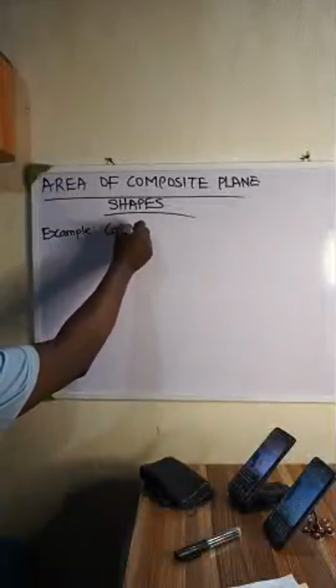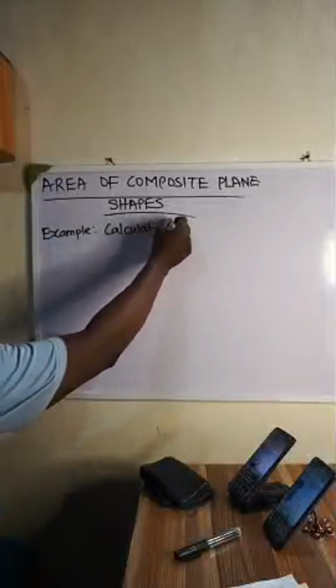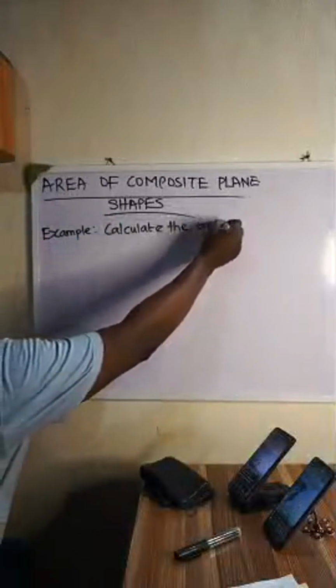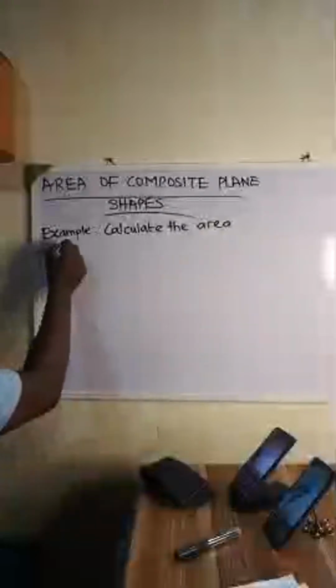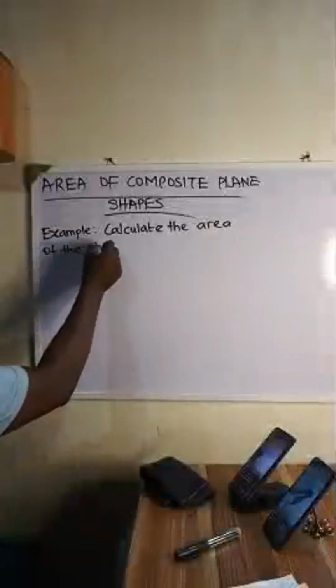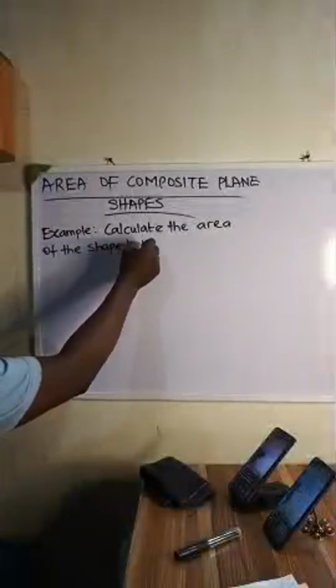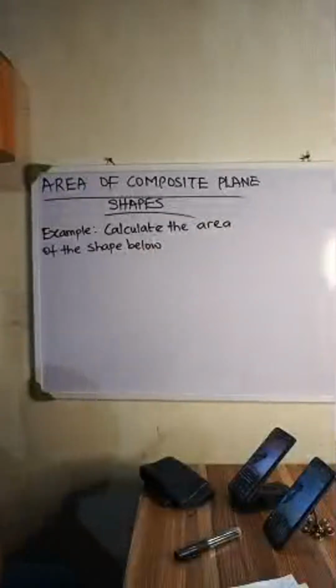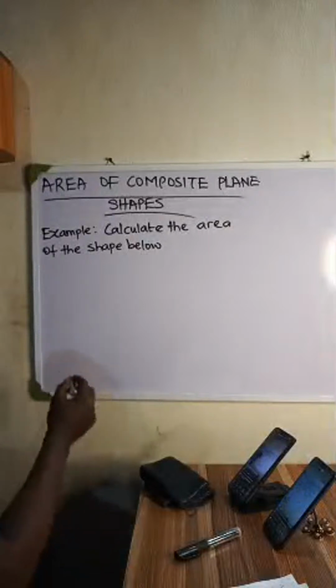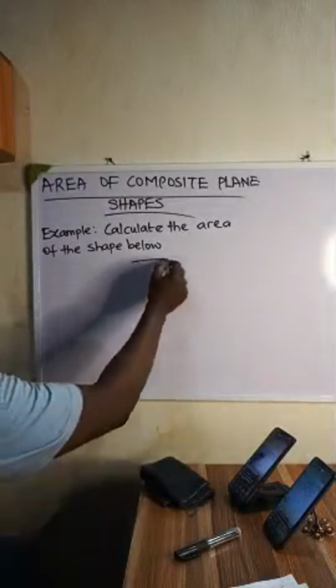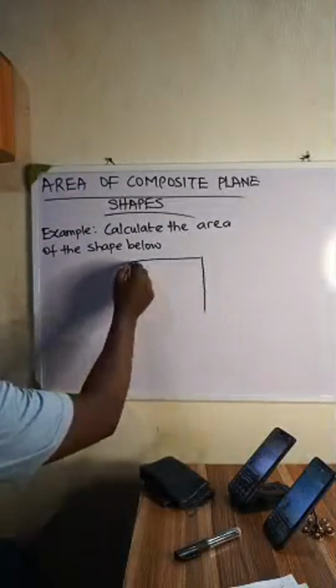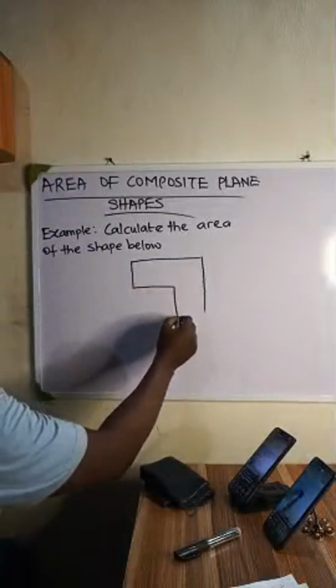Calculate the area of the shape. So we're expected to calculate the area of the shape that we're about to draw. Using the shape we earlier drew, let's start with that.